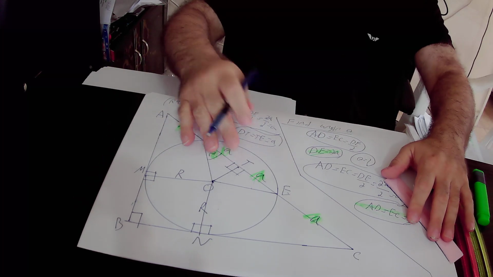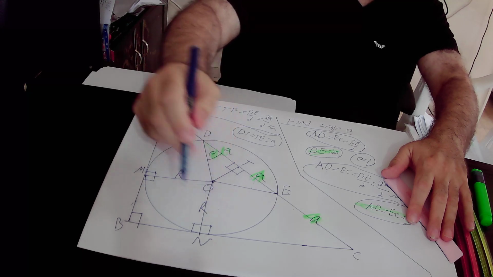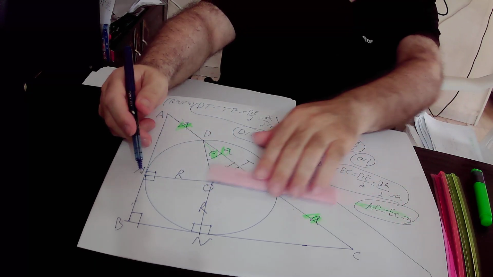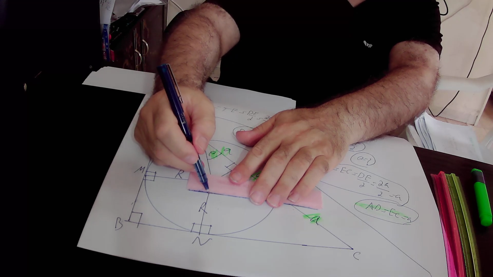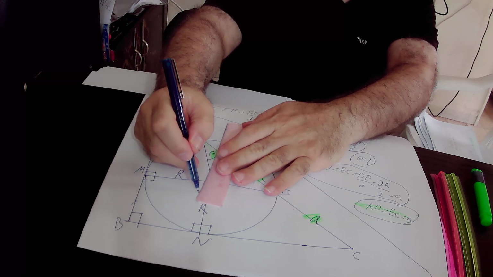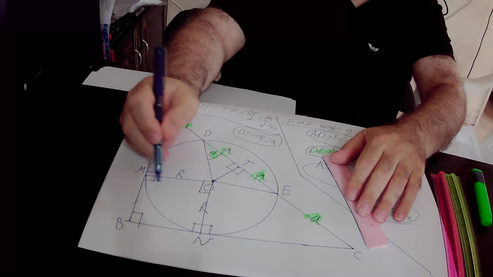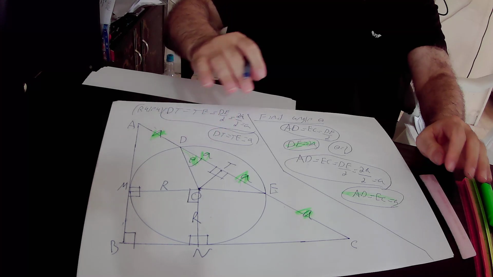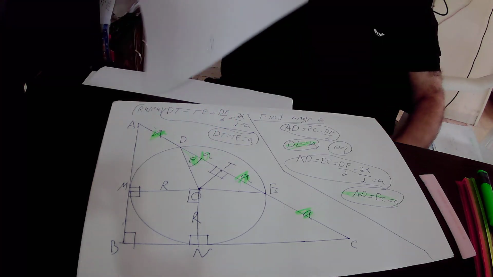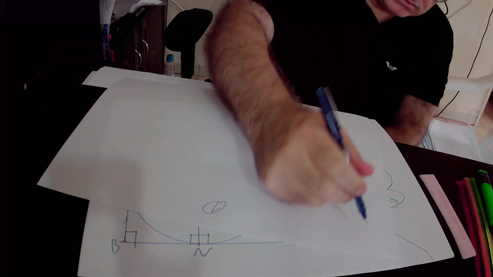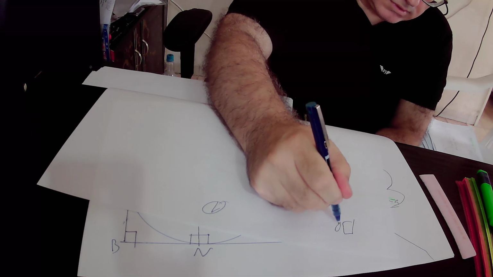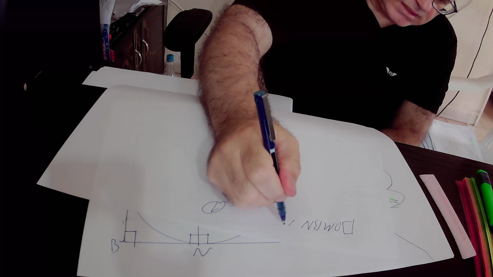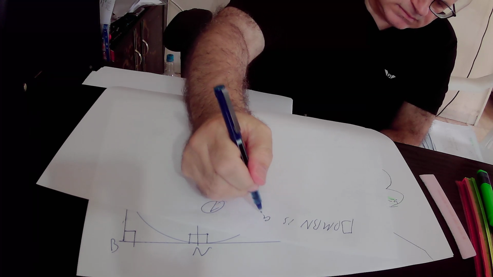So inside quadrilateral OMBN we have 1, 2, 3 right angles, therefore the fourth angle must also be equal to 90 degrees. So inside quadrilateral OMBN we have 4 right angles, therefore quadrilateral OMBN is a rectangle. So I write it down, quadrilateral OMBN is a rectangle because it has 4 right angles.